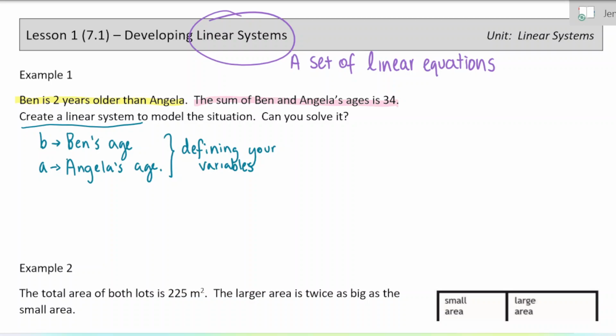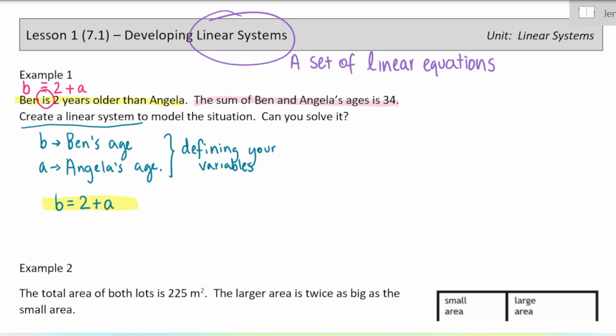Okay, so let's do the yellow clue first. We're going to have an equation to represent that yellow sentence there. So it says Ben is. Now what I usually tell my students is this word is in math, whenever we're trying to translate something into an equation, is typically going to be where our equal sign is. So Ben is, so B equals 2 years older, so 2 years above or 2 years added on to Angela's age. So there's our equation. Let's write it down. Ben is 2 years older than Angela. There we go. That's our first linear equation.